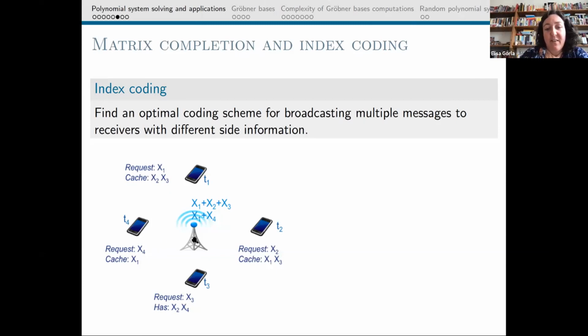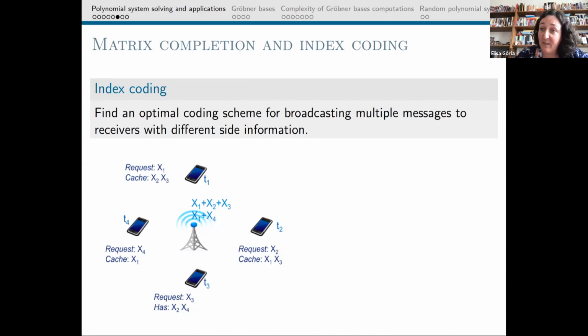And in this case, you can verify that if the tower sends X1 plus X4 and X1 plus X2 plus X3, everybody is happy. For example, we look at the third receiver. The third receiver wants to have X3. And so if he receives X1 plus X2 plus X3, and then he has X2, then he will have X1 plus X3. And he will also have X1 plus X4, so X1, and so he can recover X3, X4, etc. So you can go ahead and verify that each user will be happy with this.